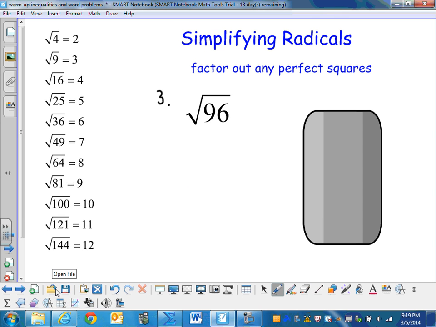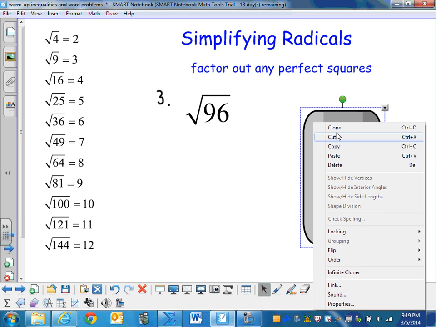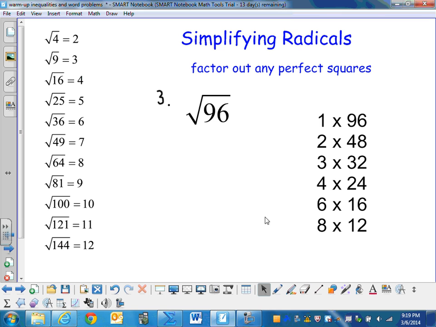Number 3, simplify the square root of 96. Well, 96 is not a perfect square. But let's see if any of the factors of 96 are. The factors of 96 are 1 times 96, 2 times 48, 3 times 32, 4 times 24, 6 times 16, and 8 times 12.